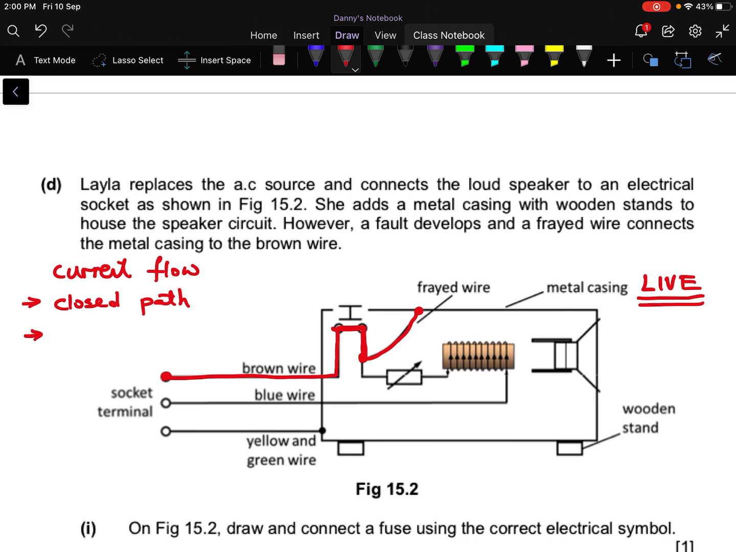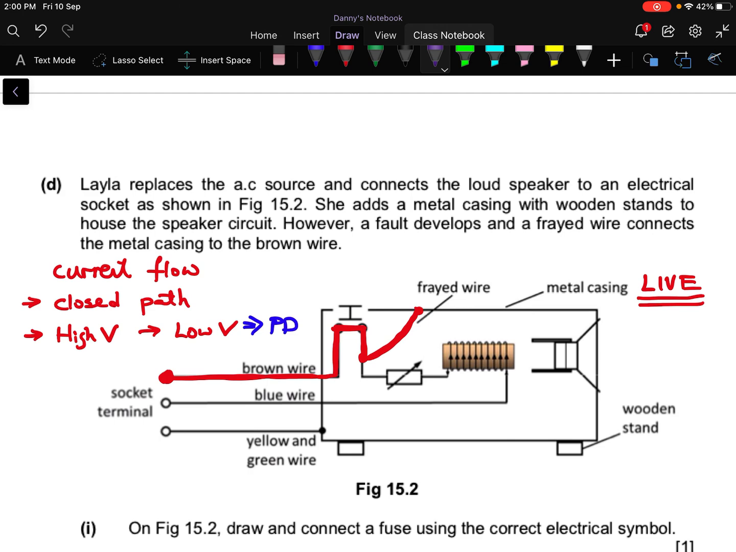The other criterion is that there must be a high PD to a low, sorry. There must be a terminal that gives you the high voltage, and there must be a point that gives you a low voltage. In other words, there must be a potential difference. So if you look at the situation so far, the student has said that due to the frail wire, the current will flow to the casing. But you have not told me, flow to the casing, then do what?